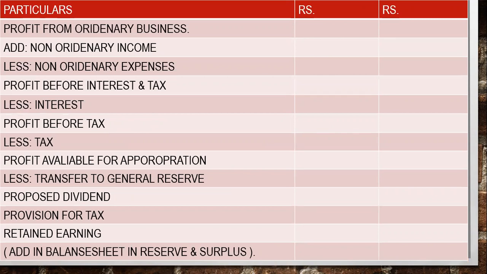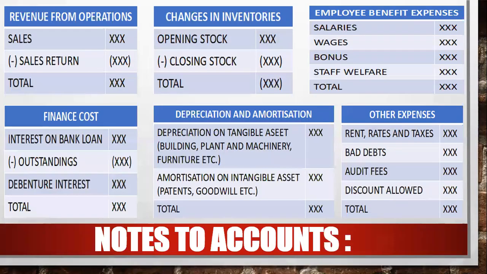So that is enough for this. These are the notes to accounts. For revenue from operations you create sales minus sales return, so you will get your total. Okay, this is the finance cost. You can say the interest on bank loan. I have made one mistake over here.